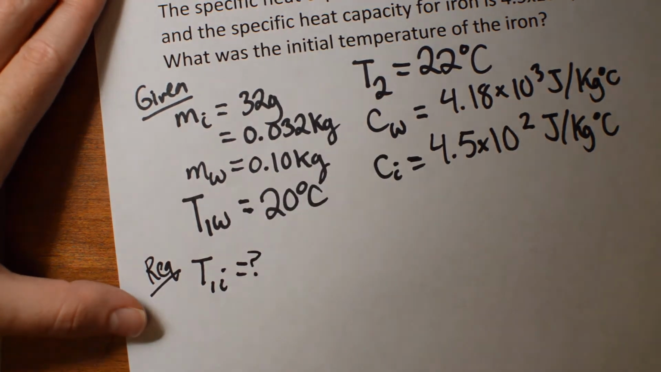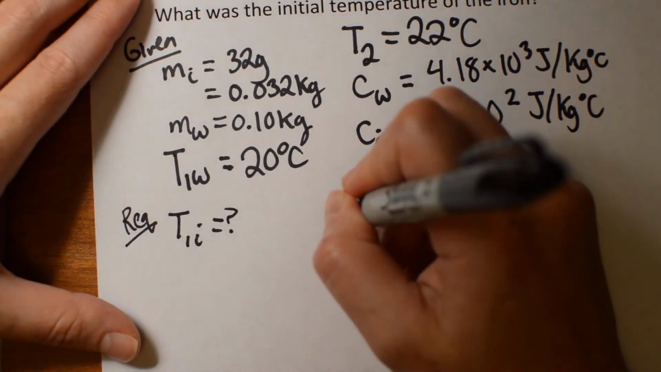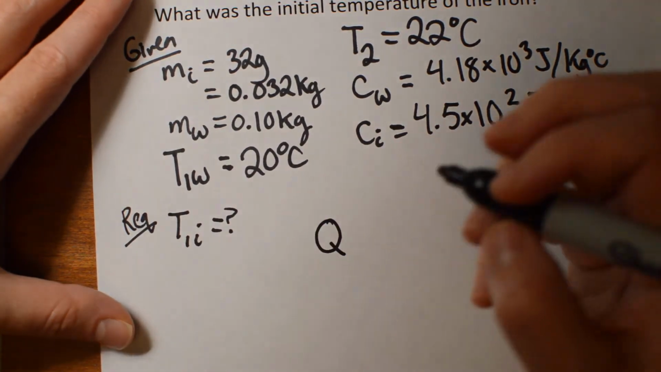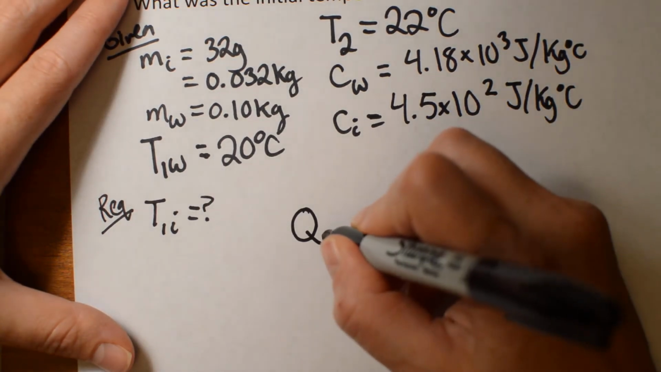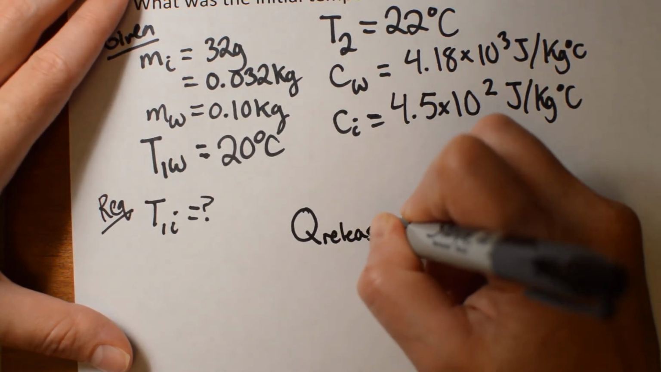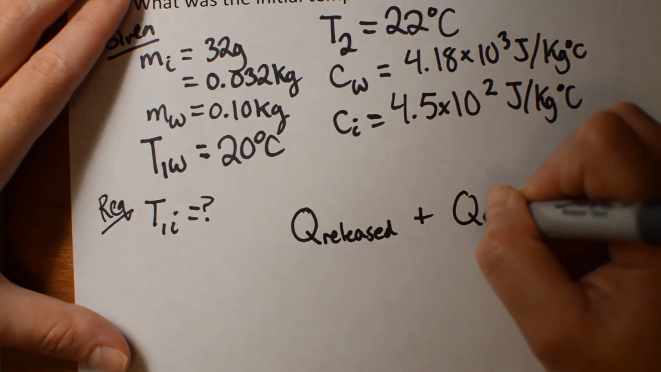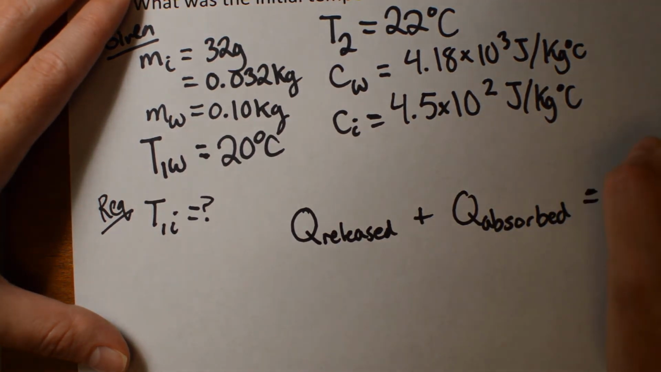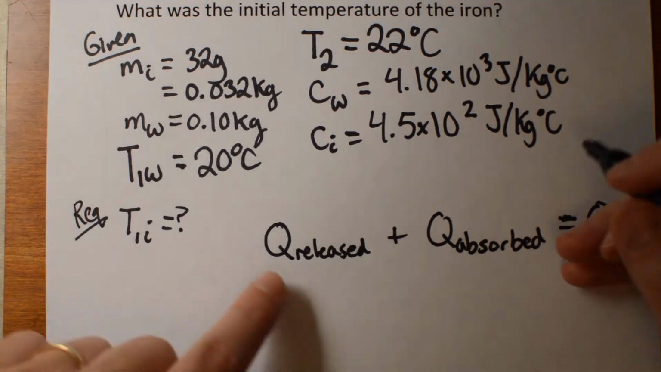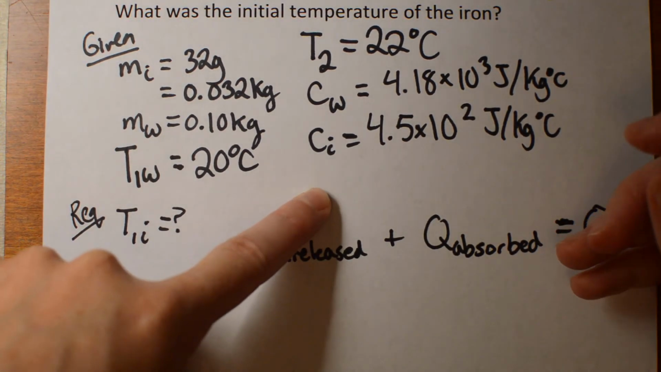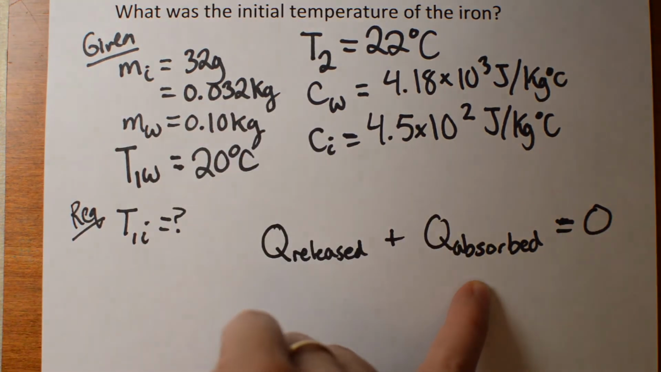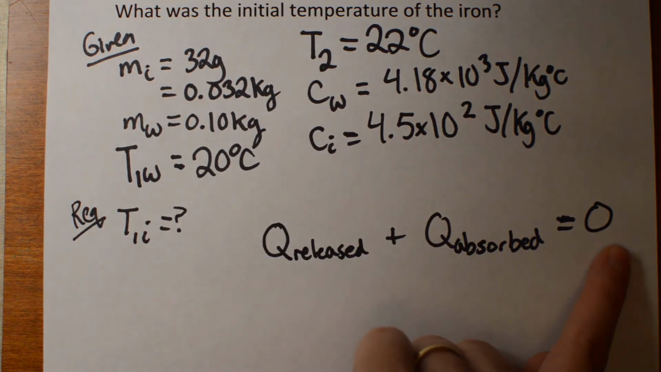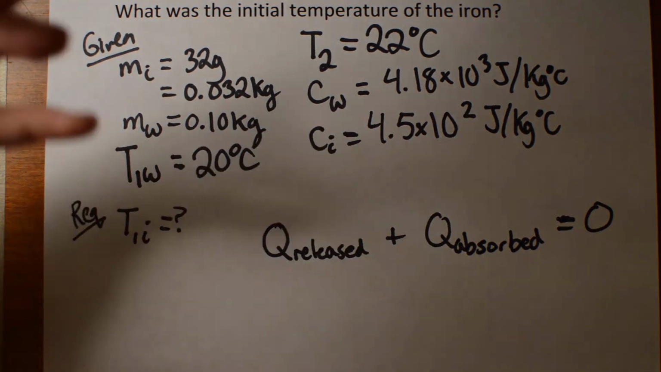That's what we're wondering. Well, let's start out by setting up our general equation for thermal energy transfer. So Q released plus Q absorbed all adds up to 0. So this adding up to 0 thing means basically all the energy released from the iron is going to be absorbed by the water, and there's nothing left over. There's sort of 0 left over. That's kind of what that equation means.